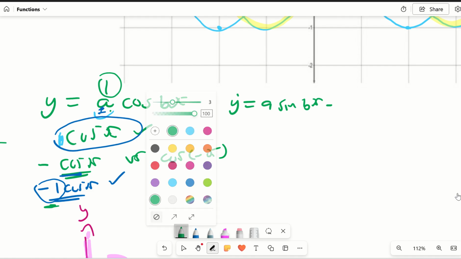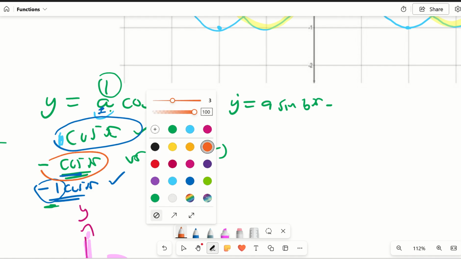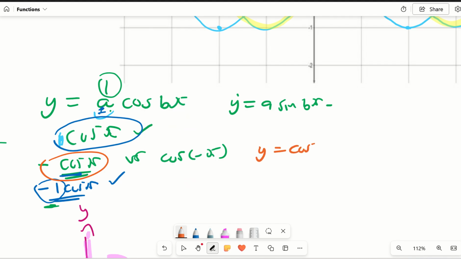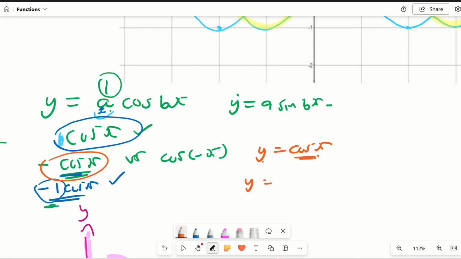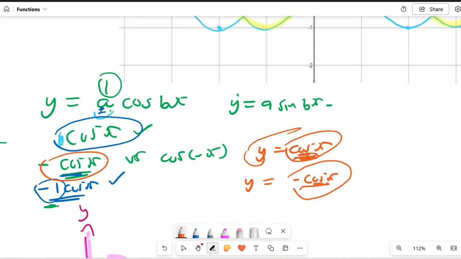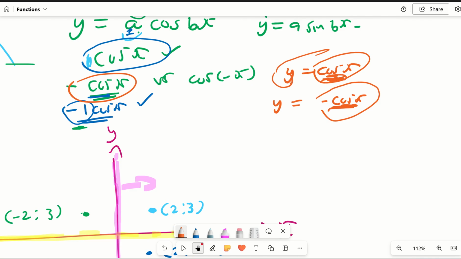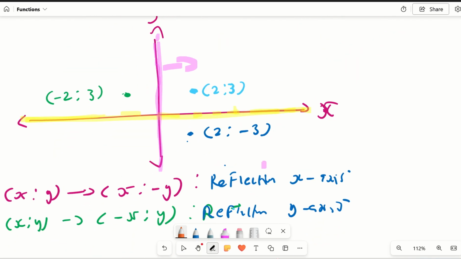Now, let us look at the graph of minus cos x compared to cos x itself. Y equals cos x, okay? So y is equal to cos x, and we change it to y equals minus cos x. Do you see that the y has changed, it became a negative? So which means that it is a reflection through the x-axis.